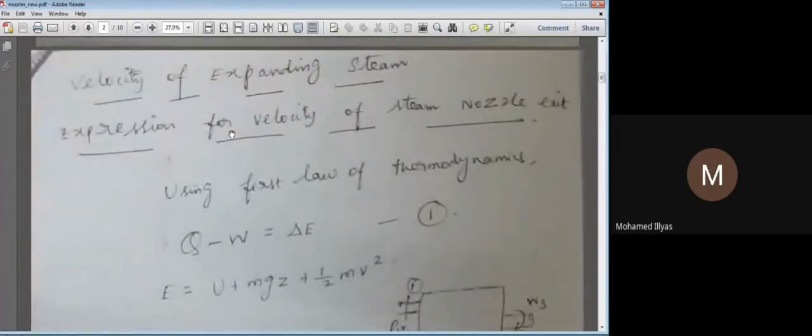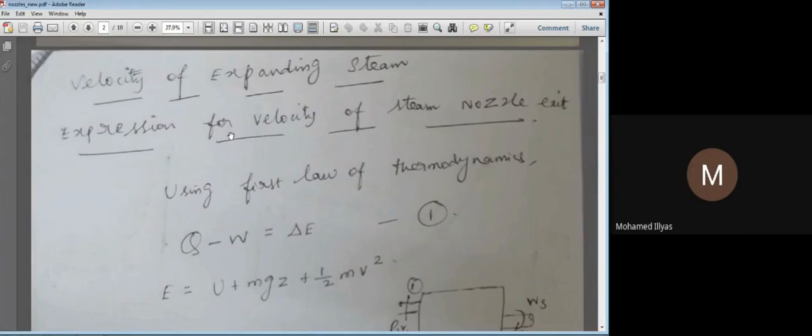Now, coming to some basic derivations with respect to nozzles. First, we are going to get the very basic equation. Suppose I allow steam to expand in a nozzle, and I want to calculate the exit velocity. Accordingly, I can design the nozzle. How can I calculate my exit velocity? For that, I have to go back to my basic equations, and from them I will try to get an expression to calculate the exit velocity of the nozzle.